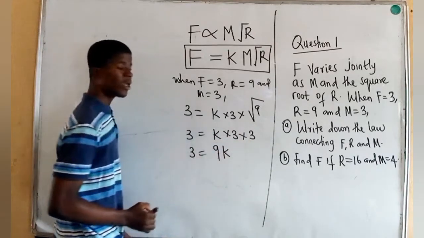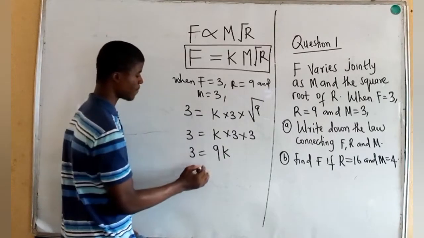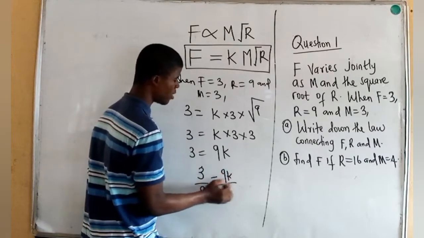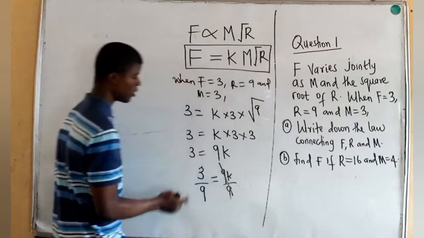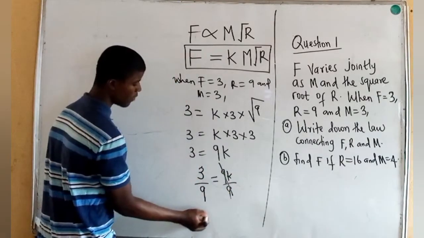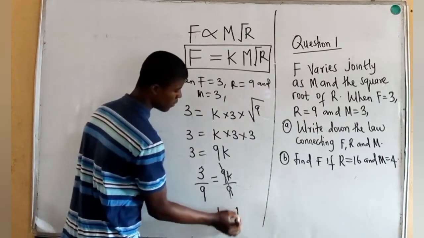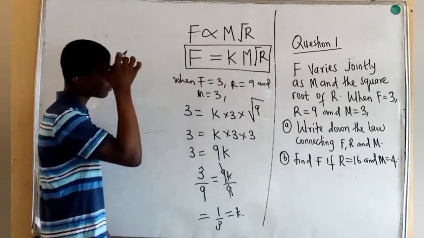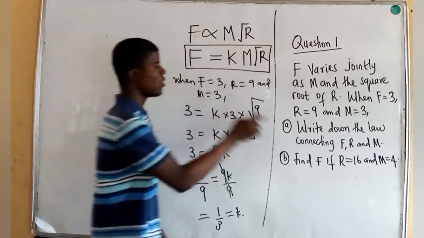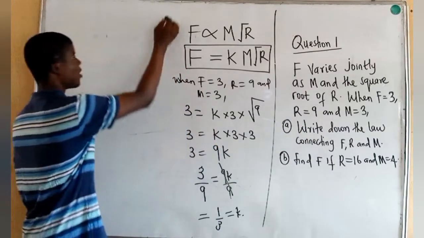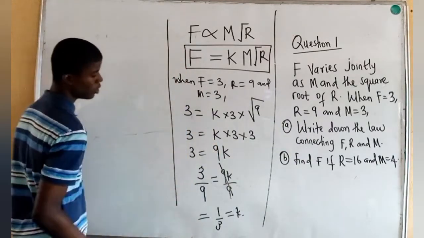To make k the subject, I would have to divide by 9, so that 3 over 9 is equal to 9k over 9. Of course, 9 cancels 9. So 3 over 9 is simplified to 1 over 3. And this is the value of the constant. Now, the first question says, write down the law connecting f, r, and m.